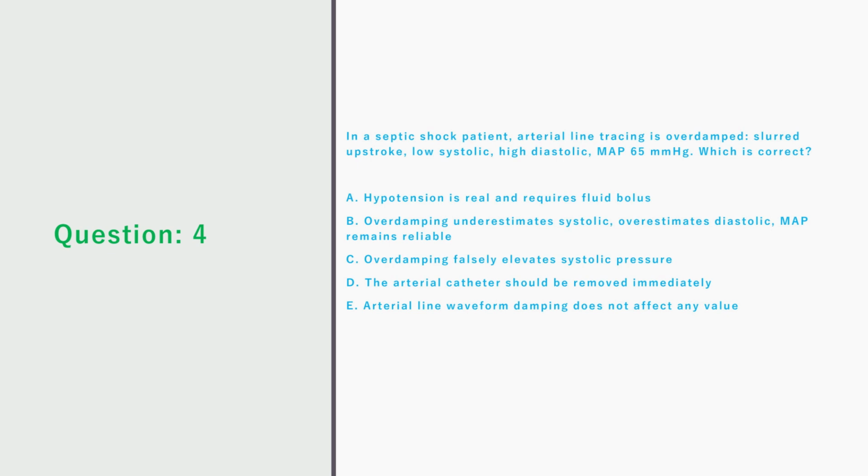B. Overdamping underestimates systolic, overestimates diastolic, MAP remains reliable. C. Overdamping falsely elevates systolic pressure. D. The arterial catheter should be removed immediately. Option E. Arterial line waveform damping does not affect any value.